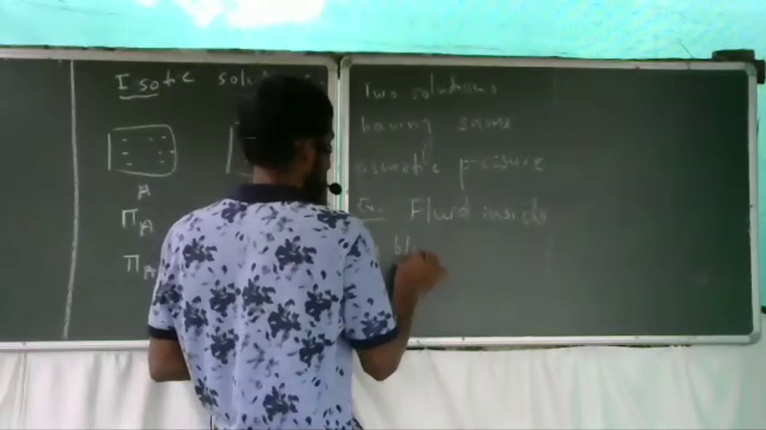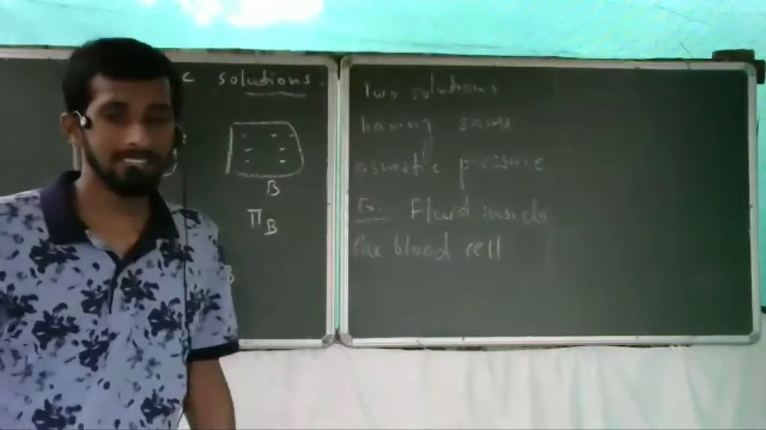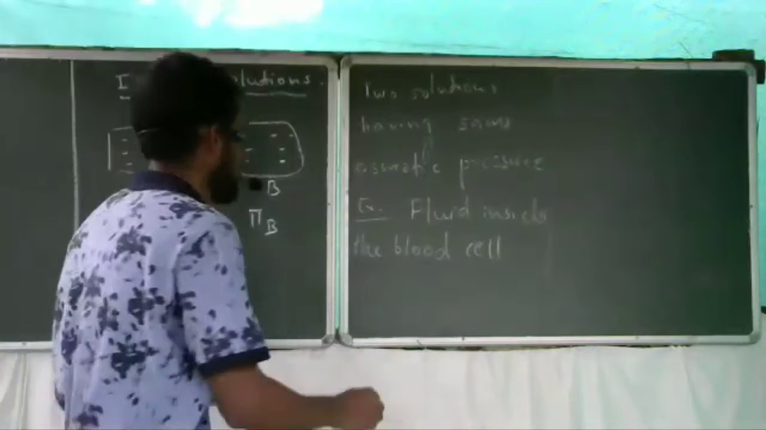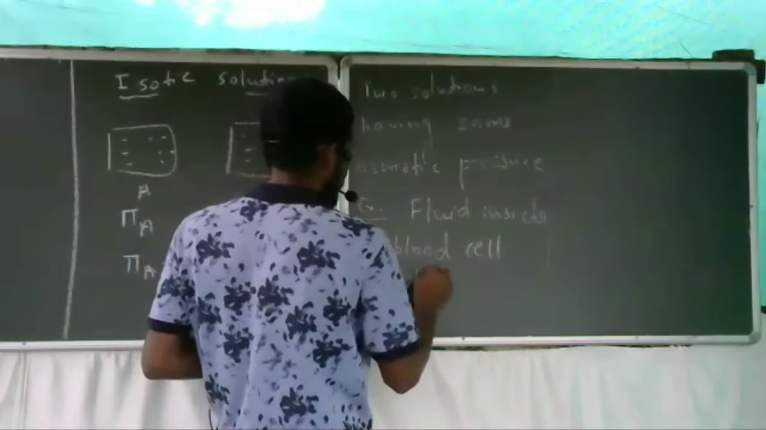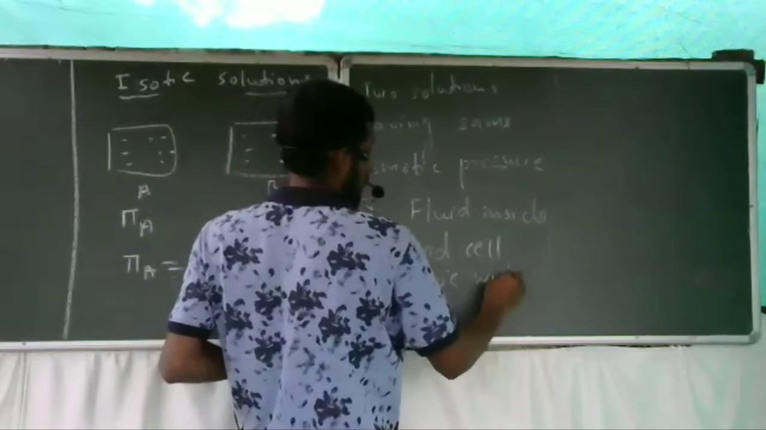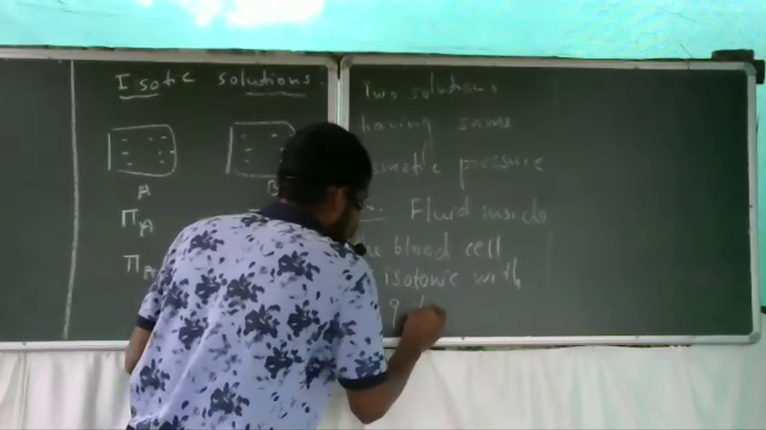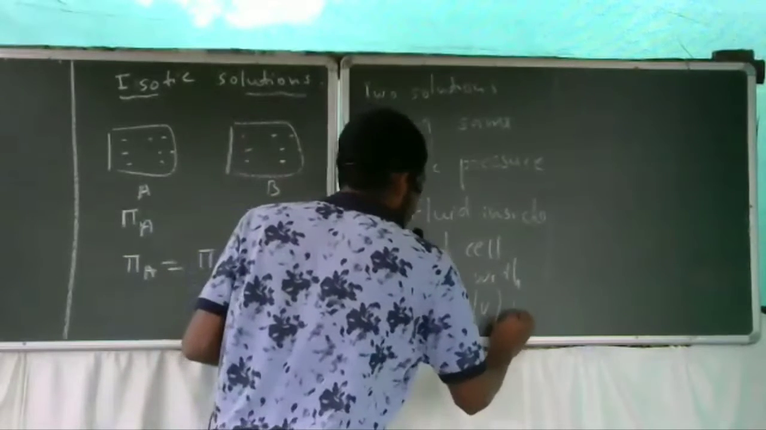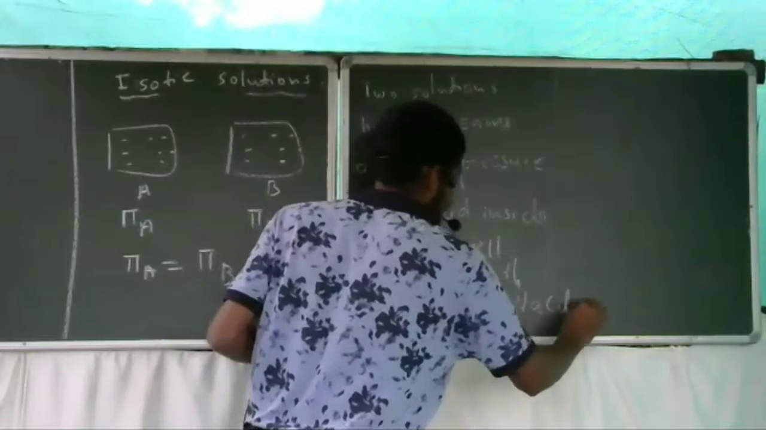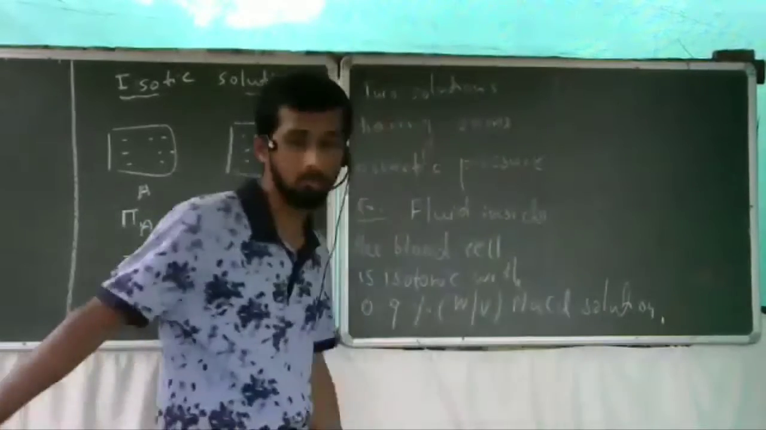So we can take an example: the fluid inside the blood cell is isotonic with 0.9% mass by volume NaCl solution. That is one example of an isotonic solution.